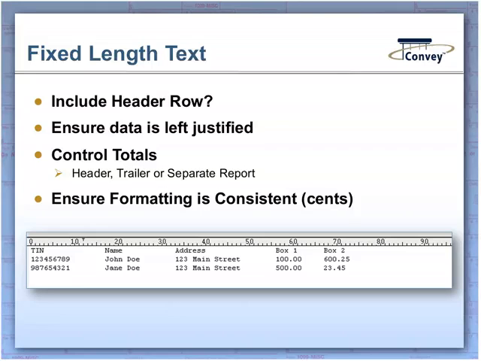Control totals may be included in a separate report or as part of the file. In many fixed length text files, the control totals are included as a header or trailer record within the file. In either case, you should pull a control total report from your payment system to ensure everything was included that should have been. Again, make sure formatting of dollar amounts is consistent. You should either always include cents with a decimal point or exclude the decimal. Most programs can handle either method, but consistency is the key.